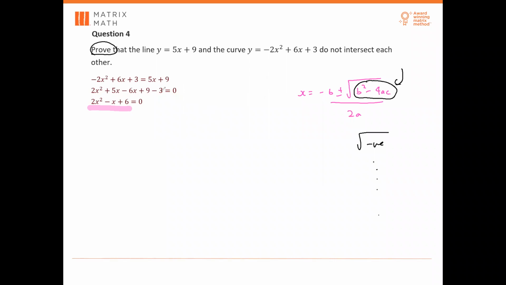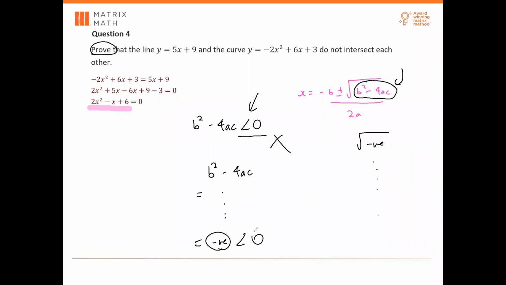So when it comes to proving, you're going to prove that it's negative, right? From the get-go, if you're going to write b squared minus 4ac is less than 0, it is wrong. Because this is not proving, you're already assuming. So when it comes to proving question, all you have to do is write b squared minus 4ac. Stop right there. Write equals to, key in all your coefficients, and the answer you get will be a negative value. Show that that is less than 0. Okay?